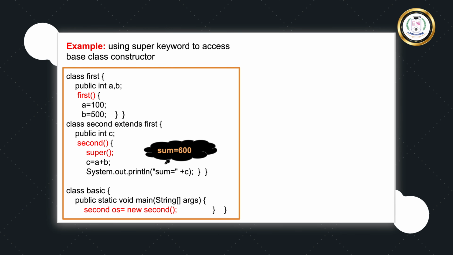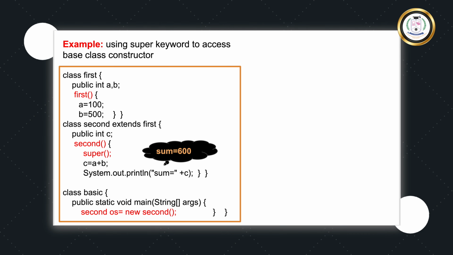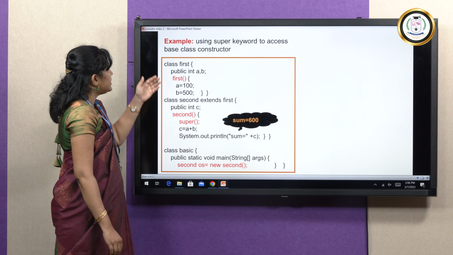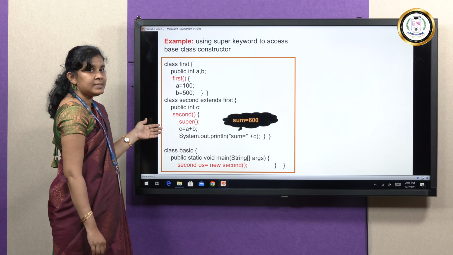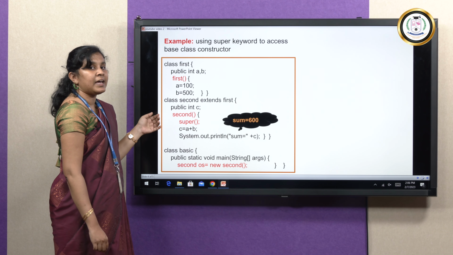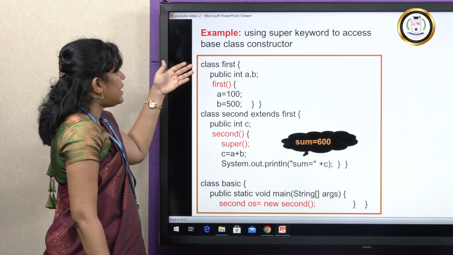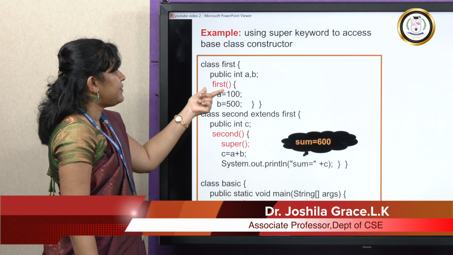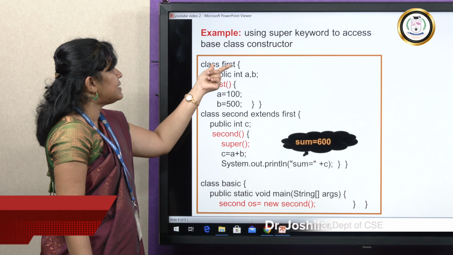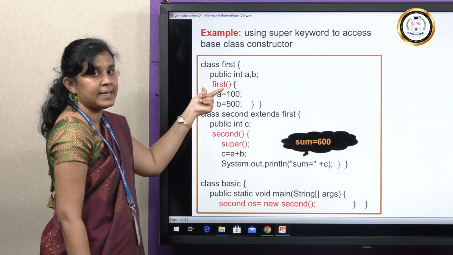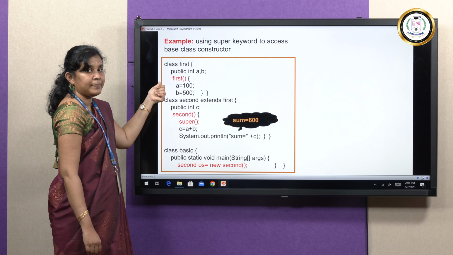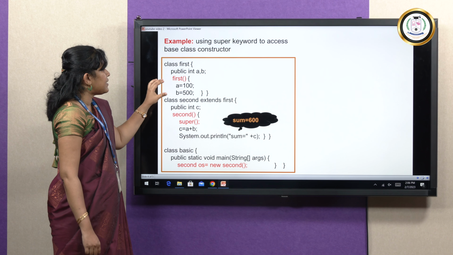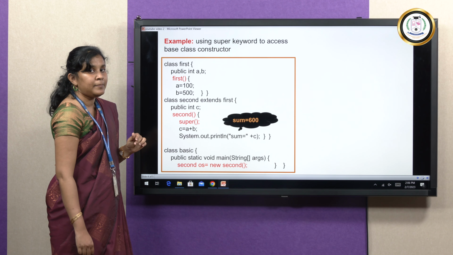This is the second example where I am using the super keyword in order to call the constructor in my base class. Here I am going to have inheritance. To make the program very simple, I have just a single inheritance here. I have a base class, and the base class is going to have a constructor. Whenever I say constructor, my class name and the function name should be the same, and I don't have any return type. So this is my constructor first. This is going to have some assignments being done for a and b.